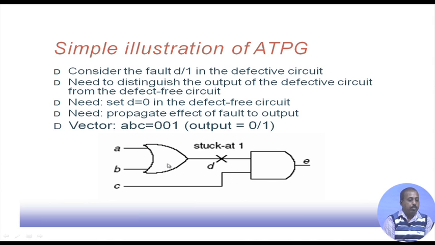So, you see that we have to apply A equal to 0, B equal to 0 and C equal to 1. If we do that, then in a fault-free circuit, line D is at 0, C is at 1, so E is at 0. In a faulty circuit, line D will be at 1 because it is stuck at 1, and C is also 1, so E will be at 1. So, the fault-free response is 0 and the faulty response is 1. We say that this particular pattern 0 0 1 can detect the fault D stuck at 1.